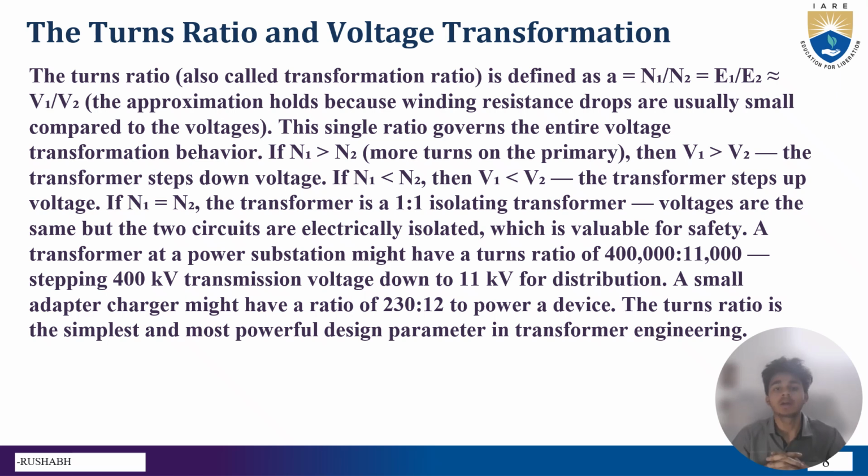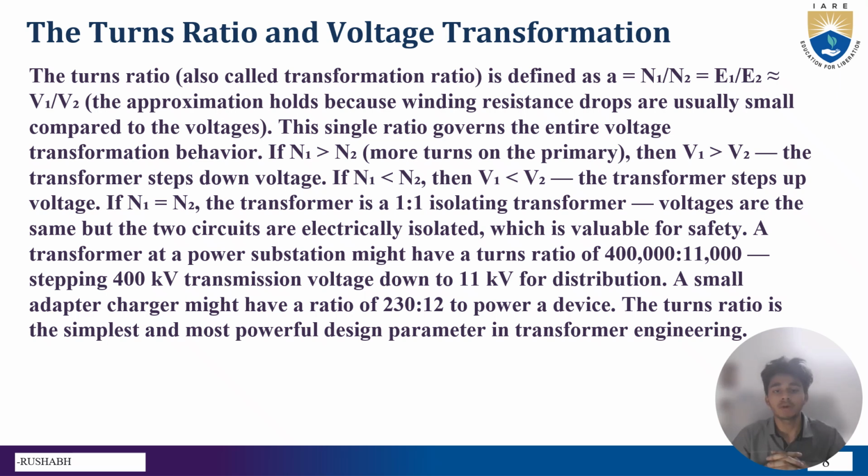If N1 is greater than N2, more turns on the primary, then V1 is greater than V2, and the transformer steps down voltage. If N2 is greater than N1, then V2 is greater than V1, and the transformer steps up voltage. If N1 is equal to N2, the transformer is a 1:1 isolating transformer. Voltages are the same, but the two circuits are electrically isolated, which is valuable for safety.